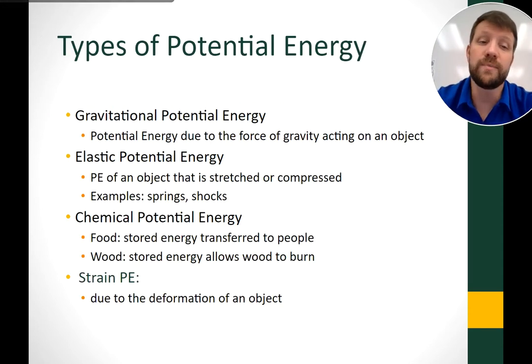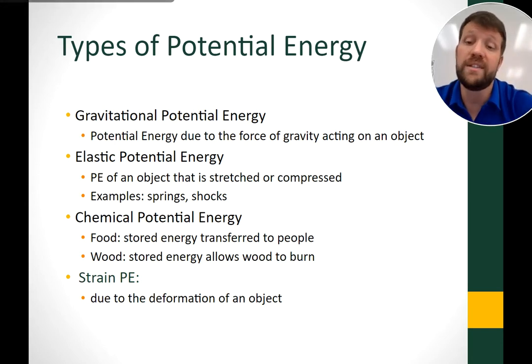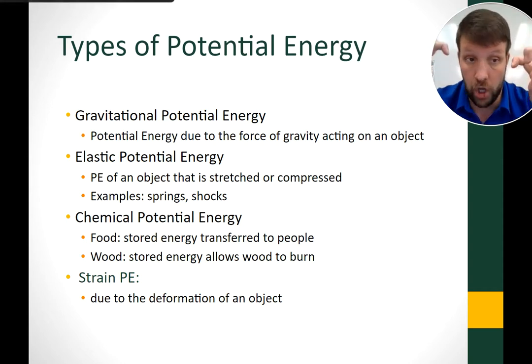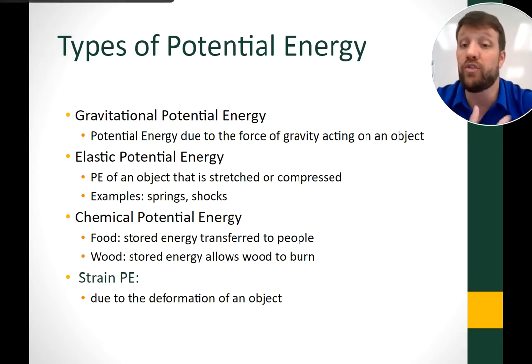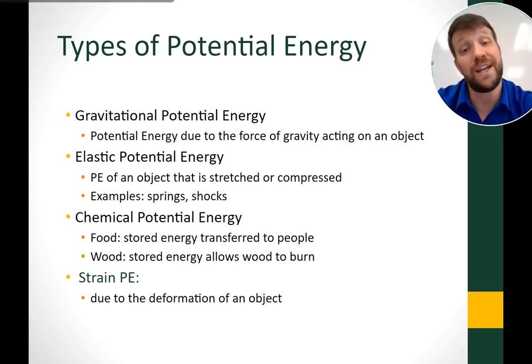All right, so some types of potential energy. We've looked at the basics for kinetic, and we're going to look at the basics for potential now. There are 4 basic types we're going to take a look at. First is gravitational potential energy. This is potential energy due to the force of gravity acting on an object. It is known as the potential to fall. Something much higher up than something else is going to have a greater gravitational potential energy. We're going to expand upon that because that's the main one we're going to look at in this unit.